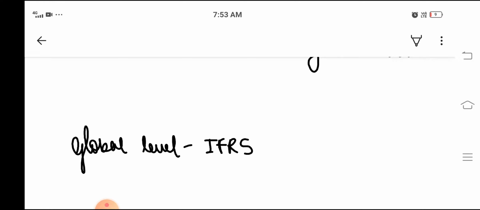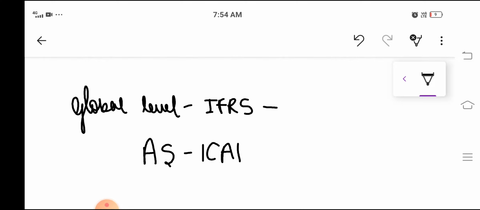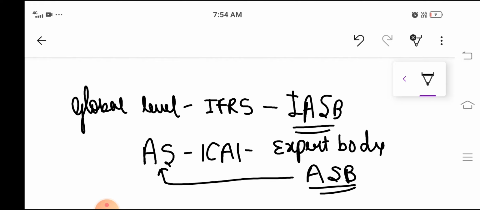So ma'am, now the question arises, who is issuing these standards? There is a London based body. If you remember AS, who issues accounting standards? ICAI issues, and ICAI had prepared an expert body, right? We have an expert body called ASB, that is Accounting Standards Board, that is issuing AS. So as we have the Accounting Standards Board issuing accounting standards, at the global level IFRS have been issued by IASB, the International Accounting Standards Board. This is a London based body issuing International Financial Reporting Standards. It is very easy to learn: this is Accounting Standards Board, and at international level it is International Accounting Standards Board.